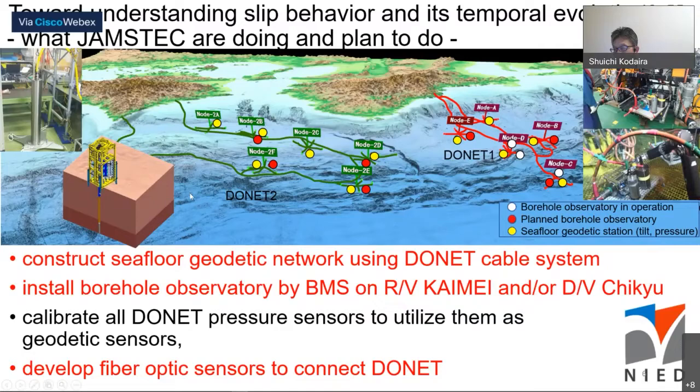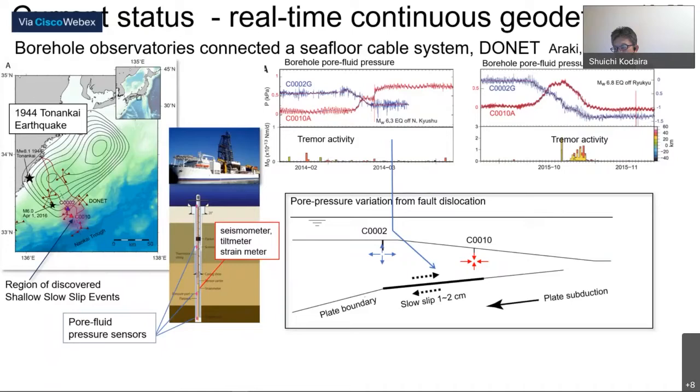Okay, so this is a very nice example to show how the borehole geodetic sensor can detect a slow slip event. See, JAMSTEC deployed 1-3 borehole observatory, which has the seismometer, pore pressure gauge, and the strain meter and tilt meter. And we have 1, 2, and 3 station in the Nankai Trough, and all borehole stations are connected to DONET to get the geodetic data in real time. And the diagram in here shows the 2 months variation of pore pressure, which is equivalent to volumetric strain, observed at blue station and red station.